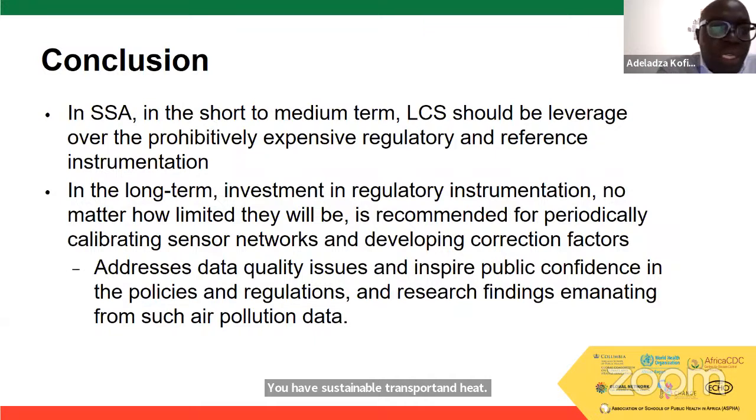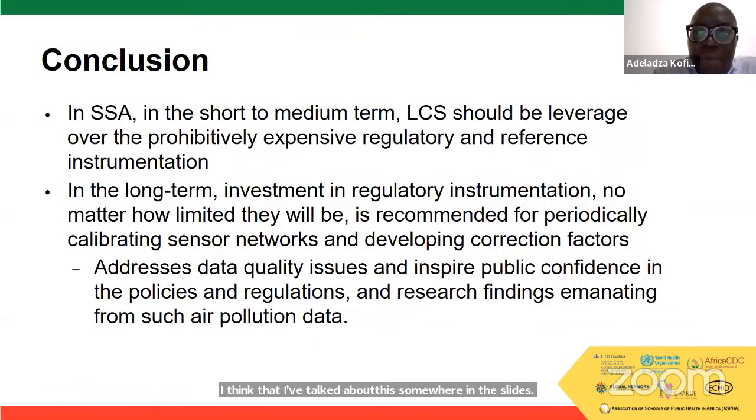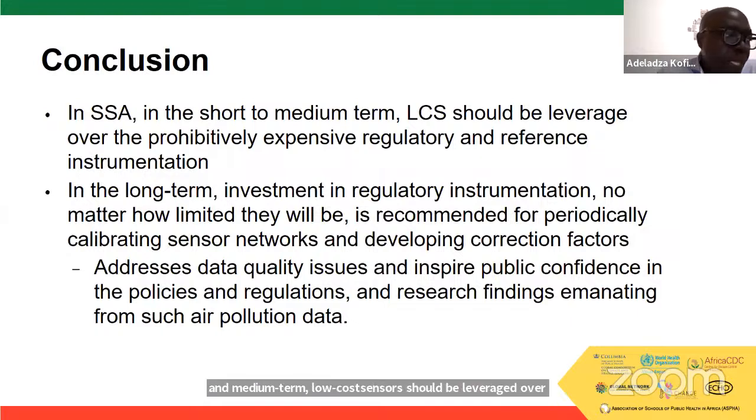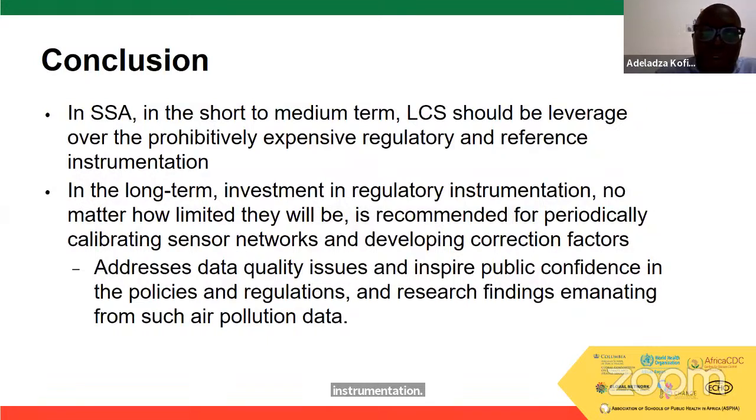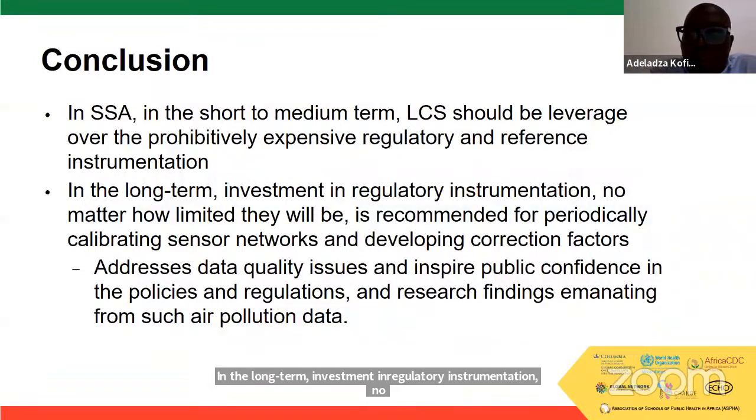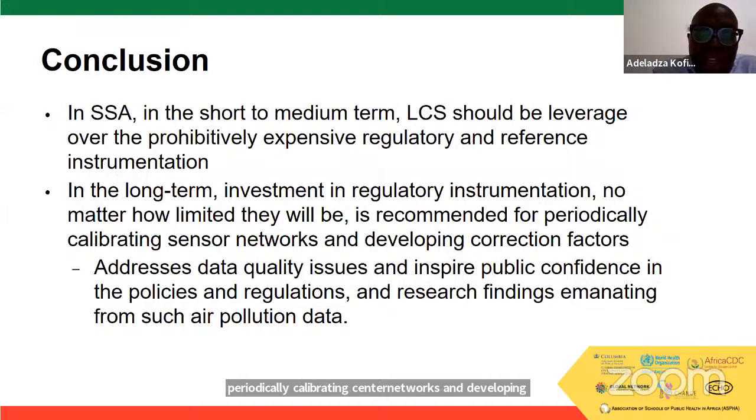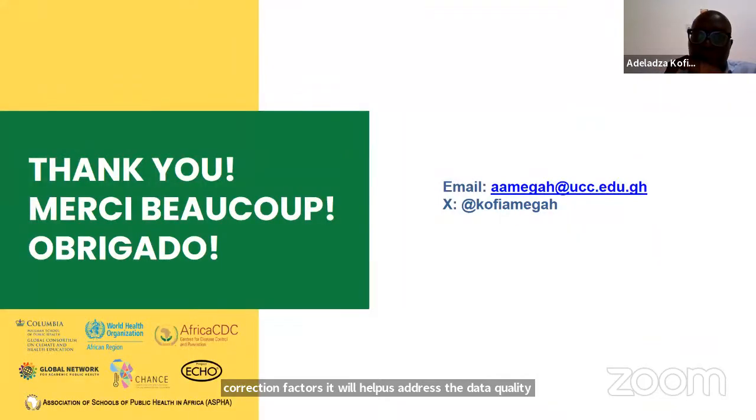So in conclusion, in sub-Saharan Africa, in the short to medium term, low-cost sensors should be leveraged over prohibitively expensive regulatory and reference-grade instrumentation. In the long term, investment in regulatory instrumentation, no matter how limited, is recommended for periodically calibrating sensor networks and developing correction factors. When we are able to develop the correction factors, then it will help us to address the data quality issues and inspire public confidence in the policies and regulations and research findings that can emanate from the air pollution data. Thank you.